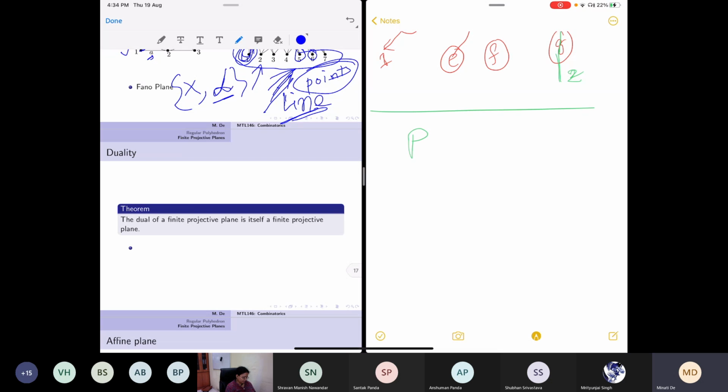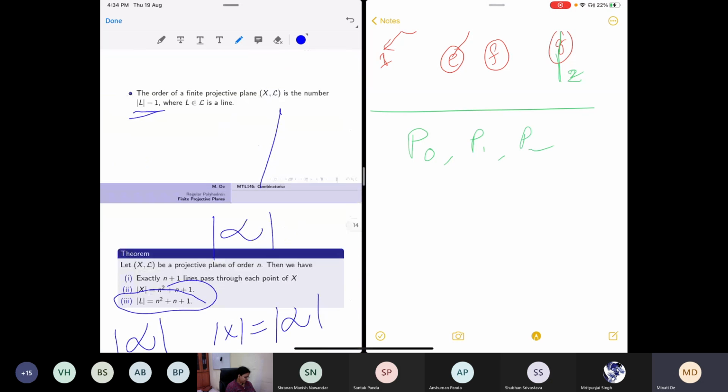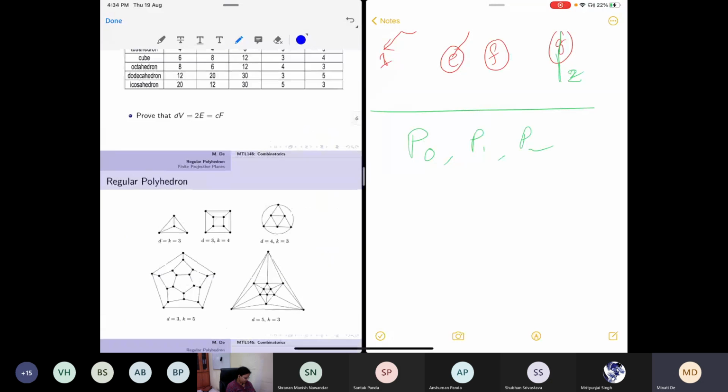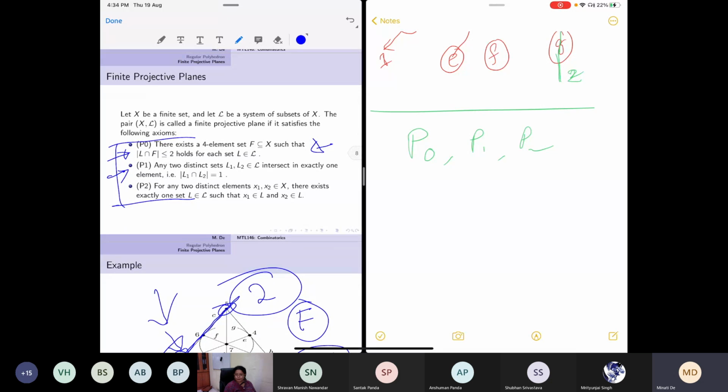Right. So we need to show that all the properties which we mentioned earlier, P0, P1, and P2, are actually satisfied. Okay. So we need to show them. So start with property P0. That's the only way to prove it, right? If you want to prove that the dual of a finite positive plane is a finite positive plane, you need to ensure that these properties are satisfied. Okay, Mrityunjay correctly pointed out. Good. So for P0, you need to show P0 is holding.